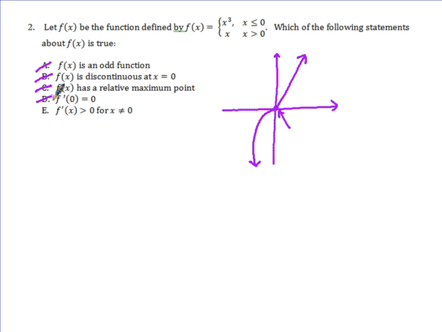Hopefully our last choice is true. F prime of x is greater than 0 for x not equal to 0. If you remember from our chart, if f prime is greater than 0, that means that f is increasing. And if we take a look at our graph, f is in fact increasing for all values, excluding 0, because of course at 0 f prime does not exist. So we have to exclude it, and if we do, then for all other x, the function is increasing, and that is our answer.